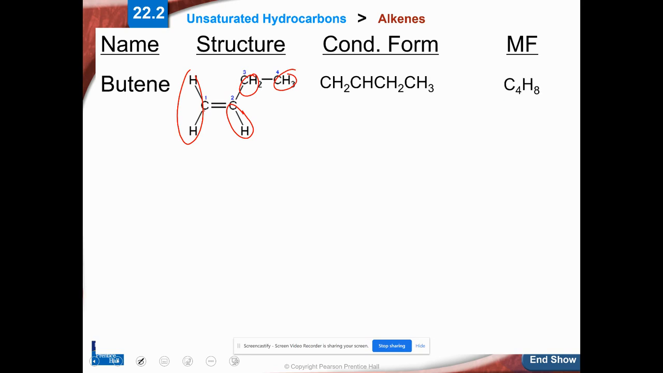So, right, this still matches our general formula, CnH2n, which is on Table Q. Okay, so we call this 1-butene. Well, why is it called 1-butene?